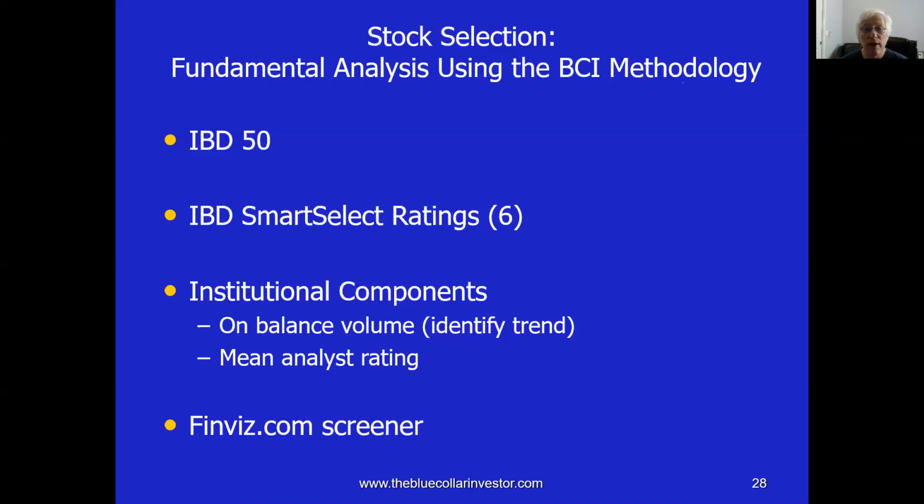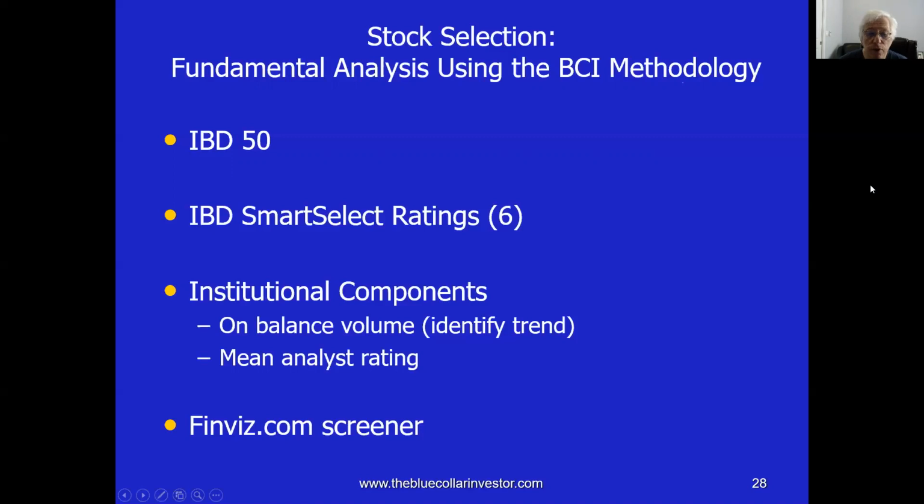I also use a second Investors Business Daily screen known as the Smart Select. And this is a screen that looks at the fundamentals and technicals, not only of the stock, but also the industry that that stock is located in. So that's why I feel it's a great analysis. I'll show you that in just a moment.